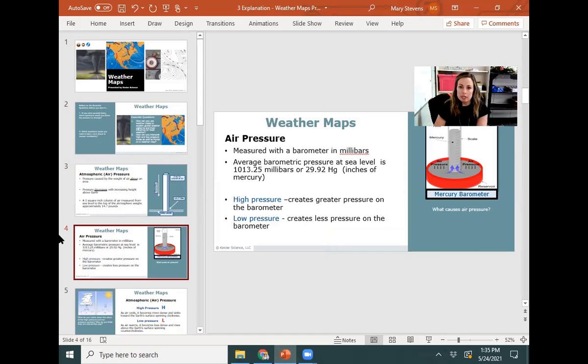We measure air pressure by using a barometer, and those barometers are going to measure it in millibars. An average barometric pressure at sea level, which is kind of where we are here in Gulfport, Mississippi, is going to be about 1,013.25 millibars. High pressure is going to be anything higher than that. Low pressure will be lower than that baseline average.